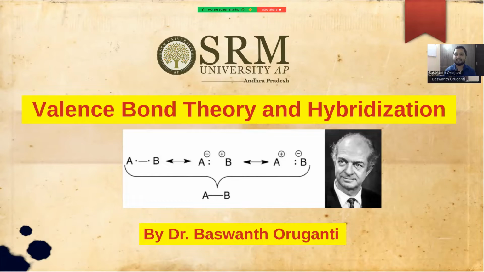In the last two lectures, I discussed the Lewis theory and the valence shell electron pair repulsion theory. These two theories are classical theories, so they regard the electron as a particle. They don't consider the wave aspects of the electron. On the other hand, valence bond theory and molecular orbital theory consider the wave nature of the electron and the wave mechanics developed by Schrodinger.